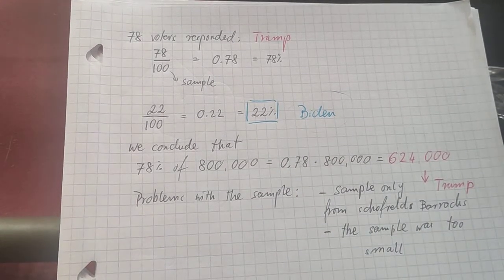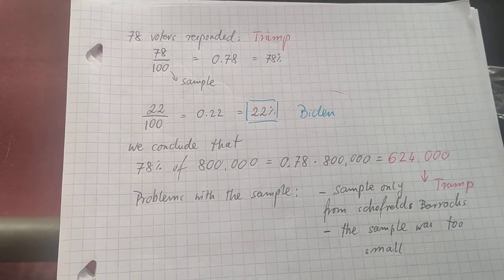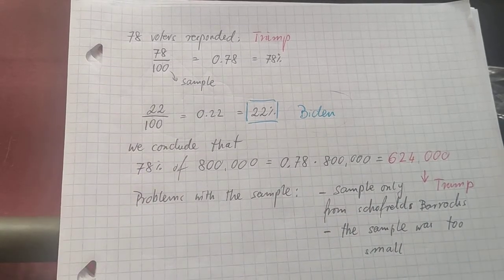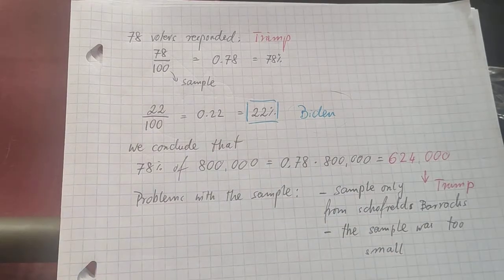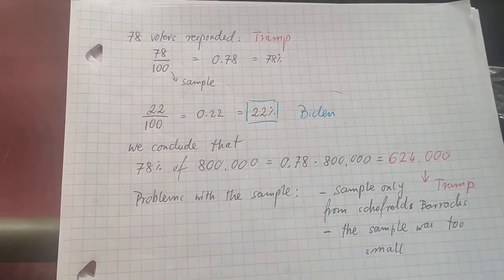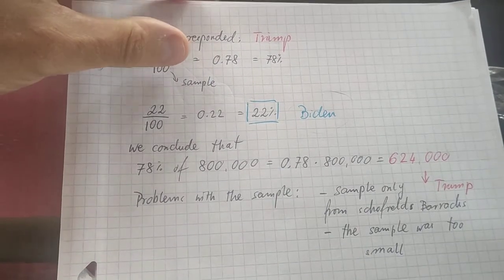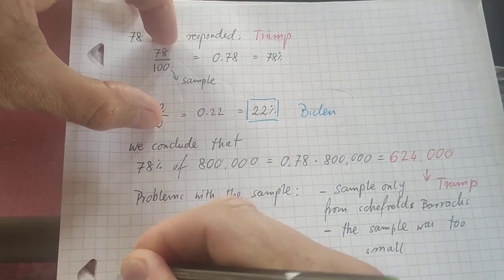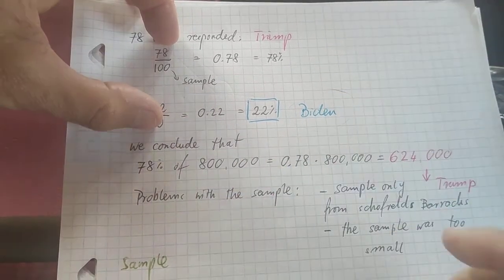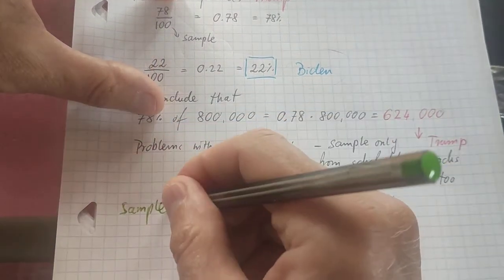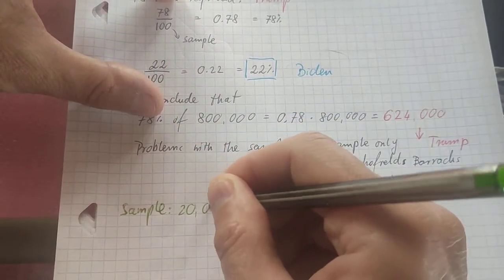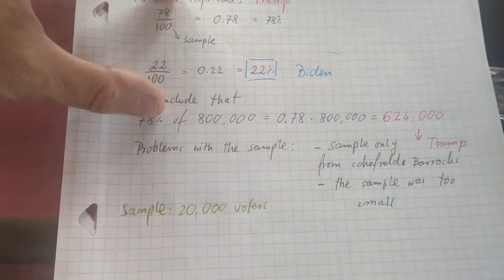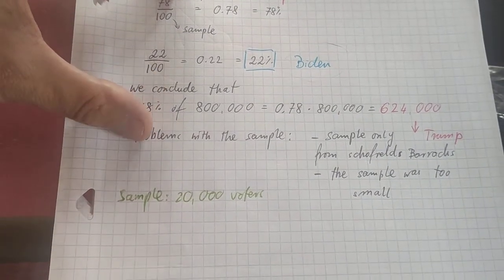Because we sampled only 100 voters in Scofield Barracks, and also the sample was taken in a place that's not representative of the whole population of Hawaii. So let's continue with this for a little bit. So let's take a maybe bigger sample of, let's do 20,000 voters, right? And let's say those voters are from all kinds of places across the islands.